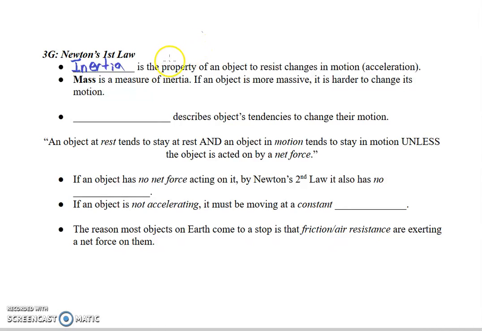And changes in motion are really acceleration, because they're technically changes in speed and/or direction. So again, inertia: how much does the object resist changes in motion? If it's standing still, how much do you have to push on it to get it moving? If it's moving, how much do you have to push on it to get it to stand still? If it's going one direction, how much do you have to push on it to get it to change directions? So again, that's all dependent on inertia, how much force is required.